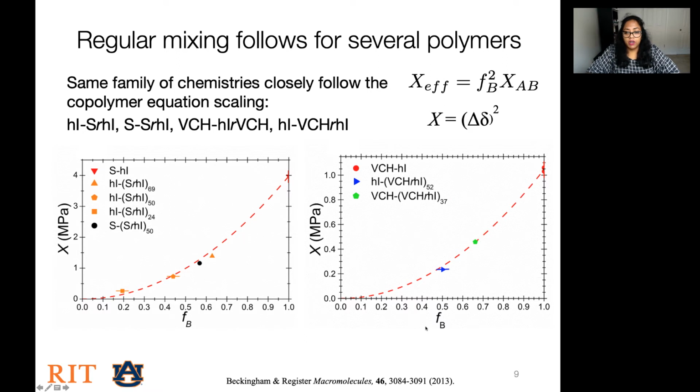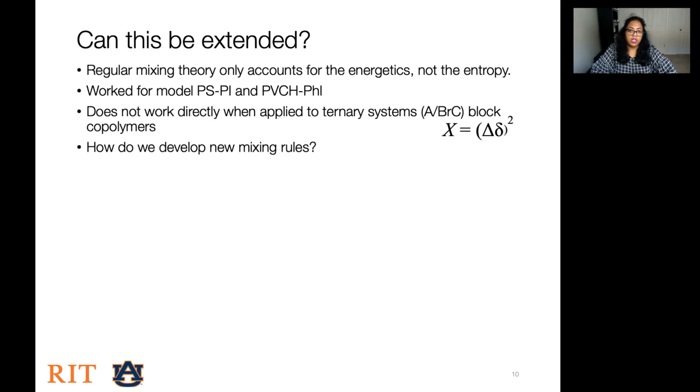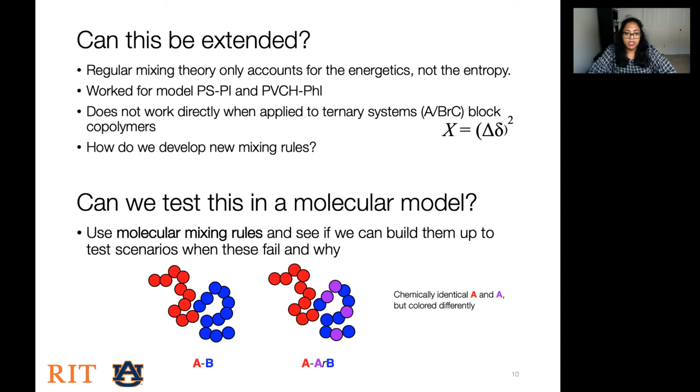So it really worked for this binary type of block random copolymer, where you have type A, and the second block was ARB. But when you tried a third block, this kind of scaling based on the solubility parameters did not seem to work. And so there was another equation that they developed. And so the question then became, do we need new mixing rules, or how can we test the mixing rules?